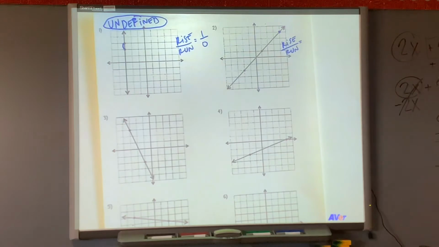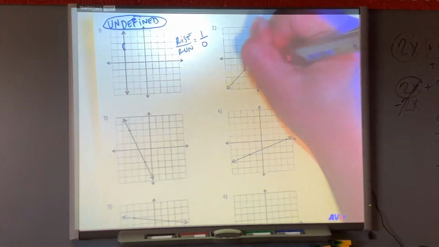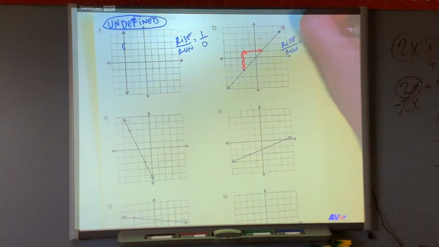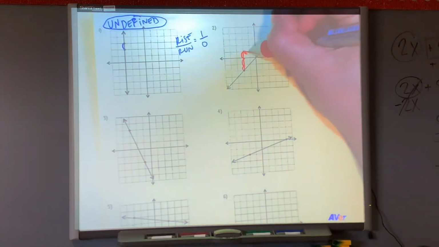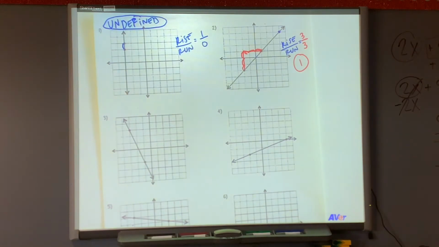If I were rising from this dot to this dot, I would be going up 1, 2, 3, like that. So my rise would be 3, my run would be 1, 2, 3. 3 over 3 reduces down to just 1, 3 divided by 3.